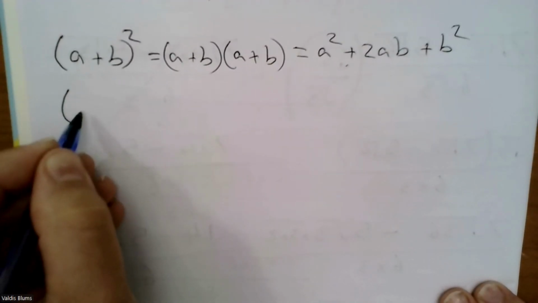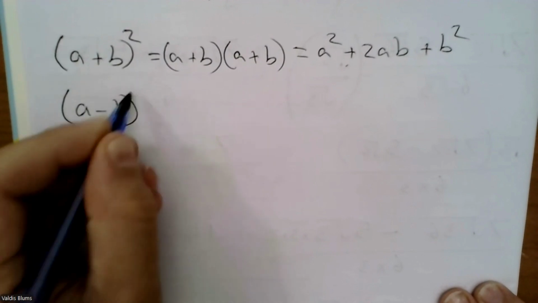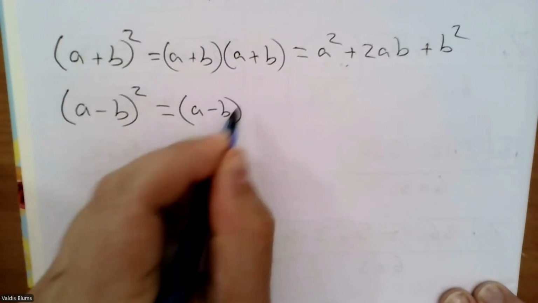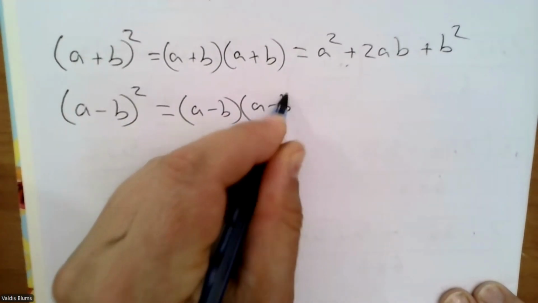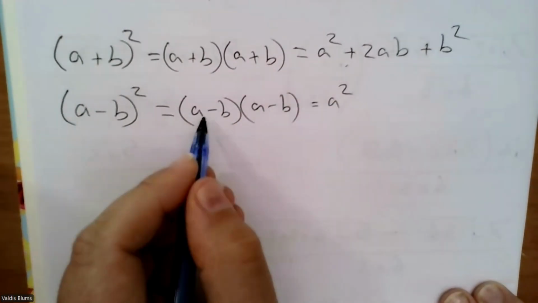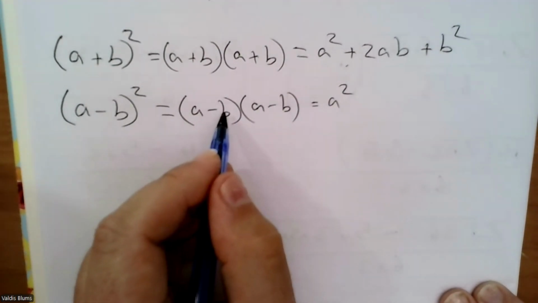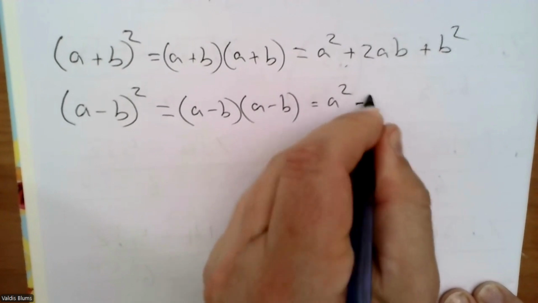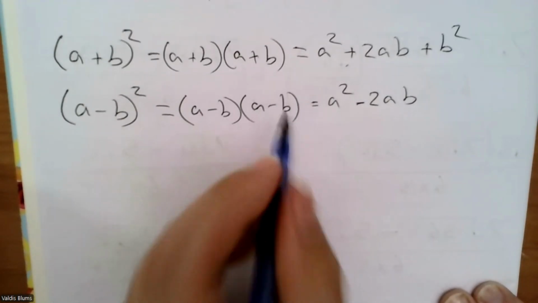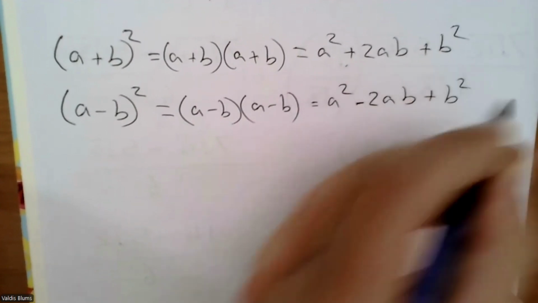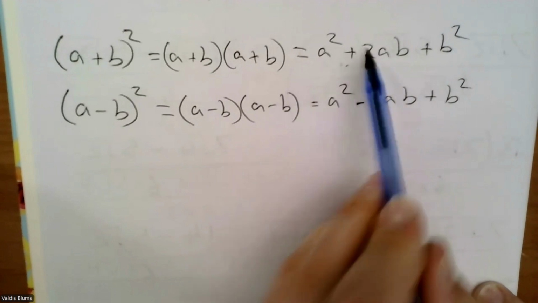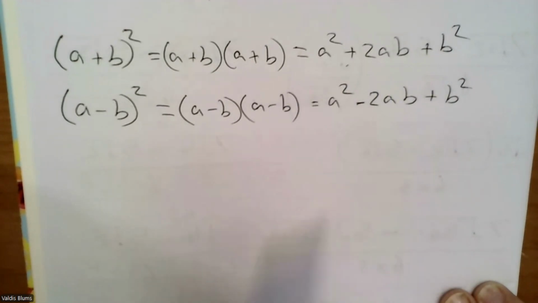Another equation is a minus b squared. So expanding this, again, you have an a squared. You have a negative ab, a second negative ab, so minus 2ab. Minus minus, so plus b squared. So when you have this form, you have a positive 2ab. When you have this form, you have a negative 2ab.